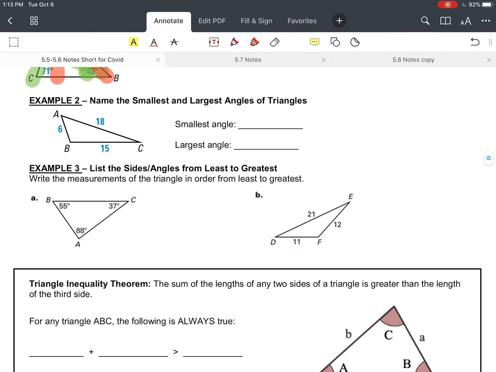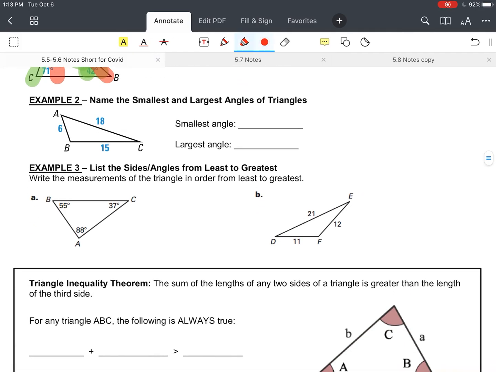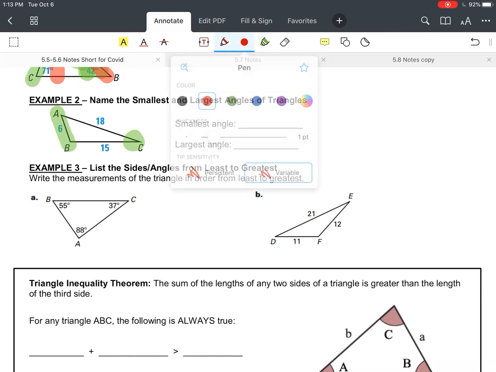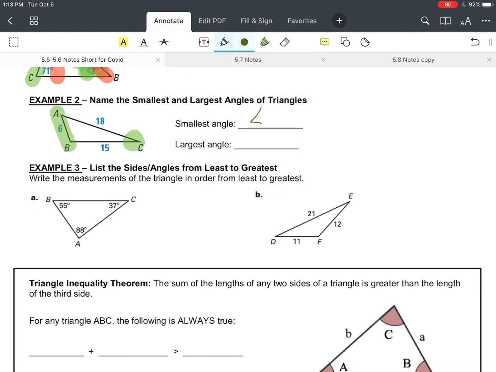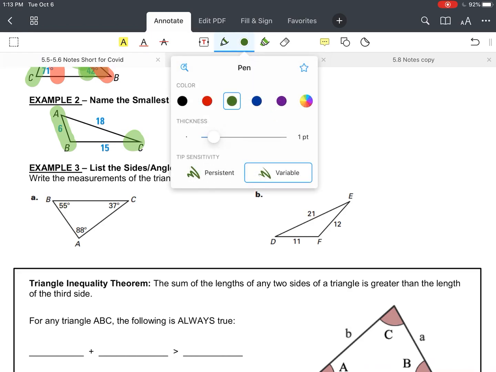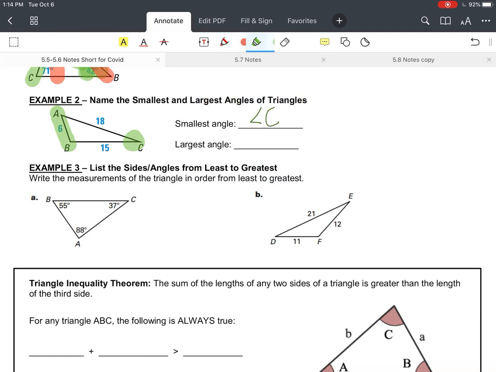We can go the opposite way, where instead of me giving you angles and you telling me about the sides, I can give you the sides and you give me the angles. So the smallest angle, again, is going to be opposite the smallest side. The smallest side is AB, so all the way across from it would be angle C. Notice the angle and the side opposite don't touch, and that's always the case. So angle C would be my smallest.